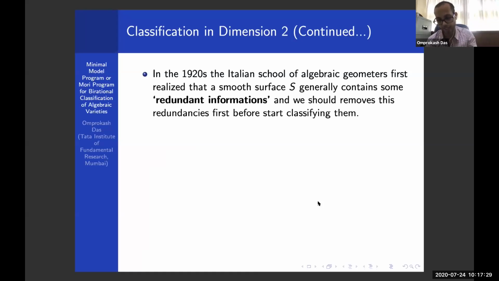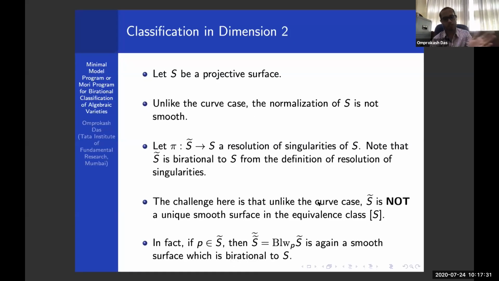So what do you do next? Okay, so let me just go. Yeah, so we know that there are infinitely many choices for the resolution. Okay, so we have a good representative in terms of singularity, but not minimality.